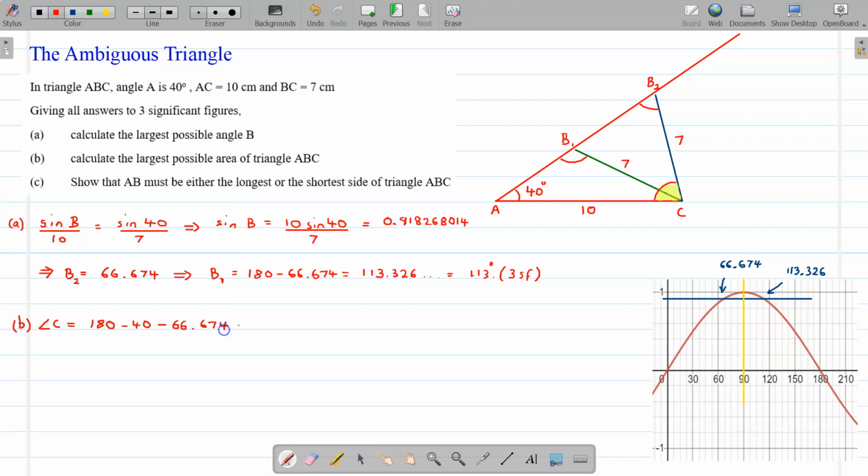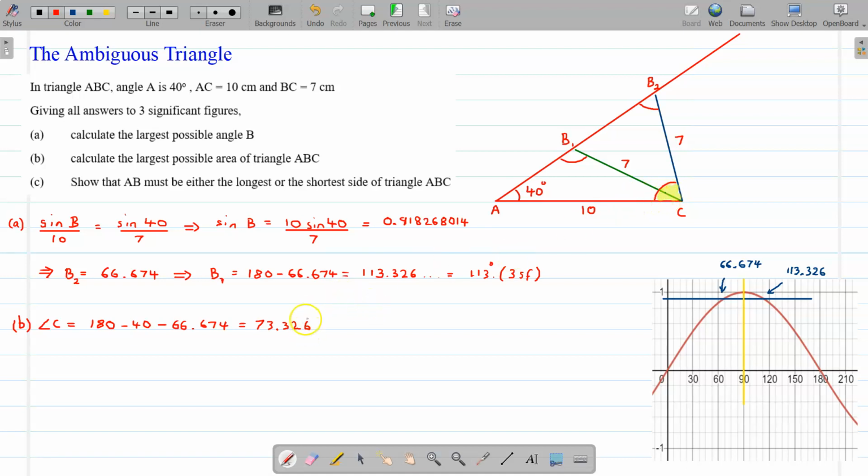And that gives me that the angle I've shaded in yellow, C, if you put that on the calculator, as 73.326, to 3 decimal places. 73.326 degrees. Now it looks about right on the scale that I've drawn here, and that's what it is.